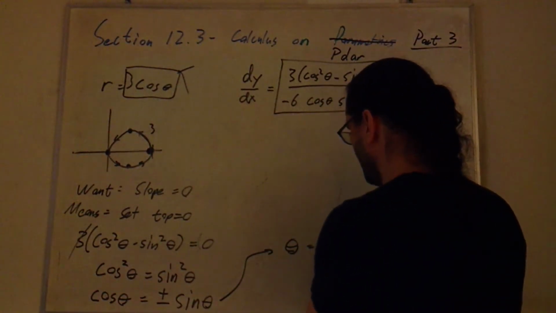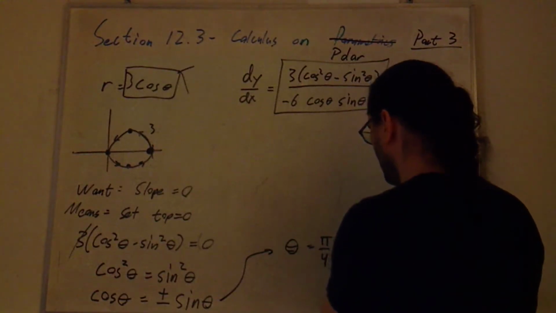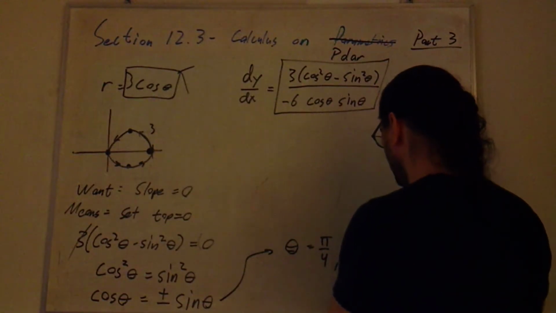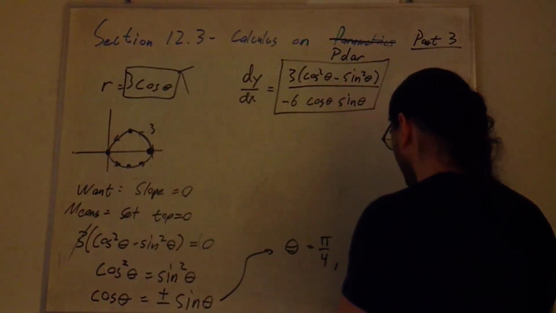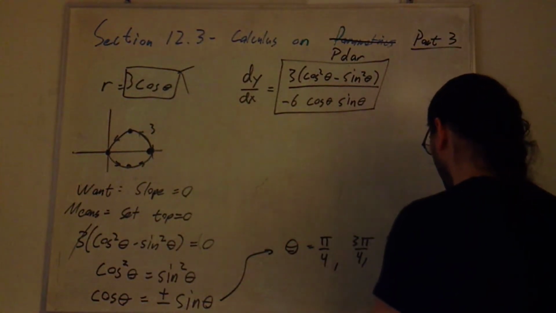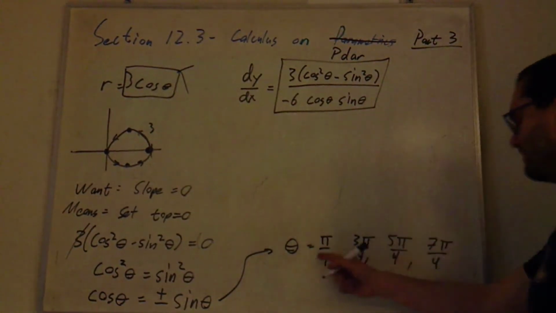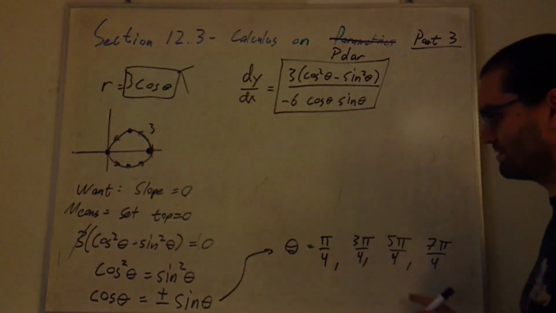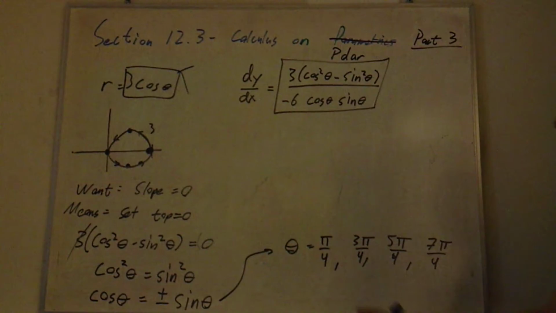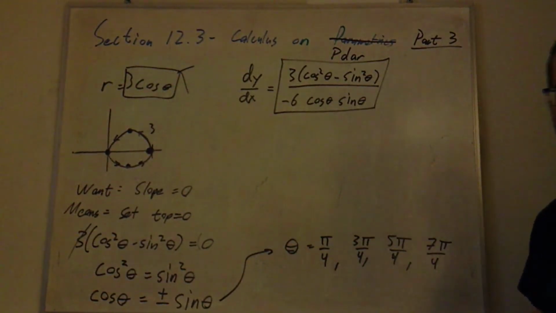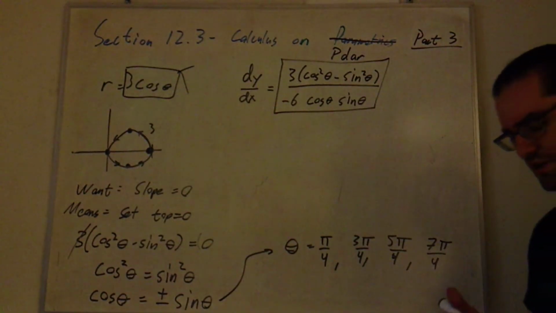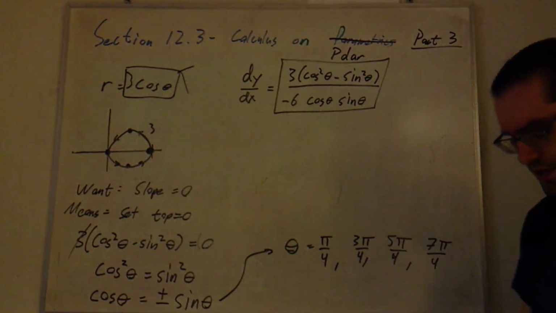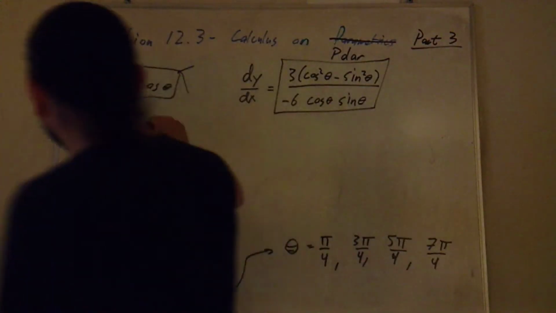So we're going to get a pi over 4, a 3 pi over 4, a 5 pi over 4, and a 7 pi over 4. This is everything between 0 and 2 pi. These are all your 45 degree angles, 45 degree reference angles. It's these guys. And I want to talk about what that looks like over here.